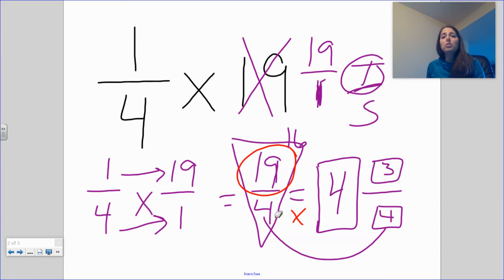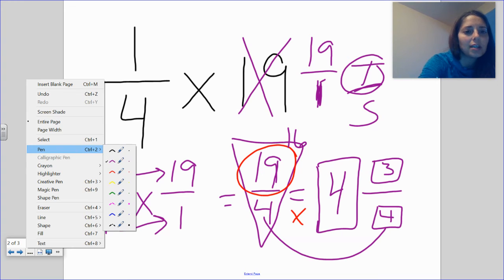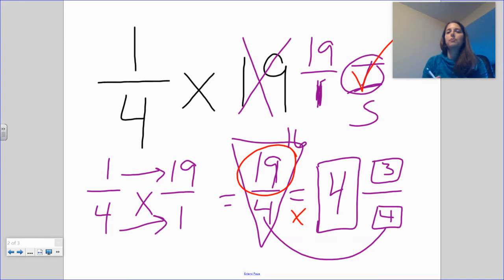So my original answer was 19/4. I changed that to something that makes more sense because according to our IS checklist, I need to make sure that my answer makes the most sense to people. And so I successfully turned that improper fraction into a mixed number.